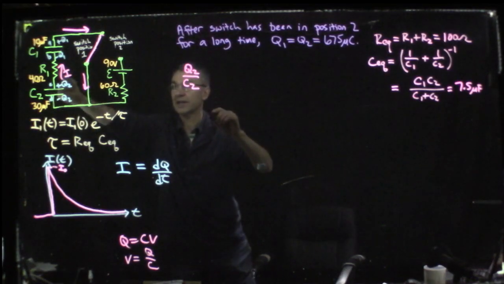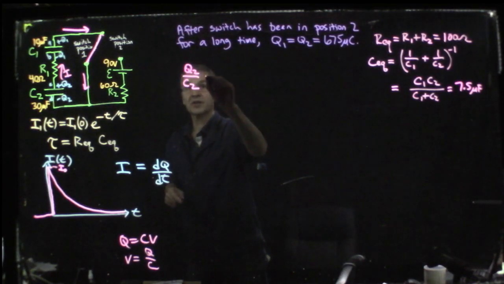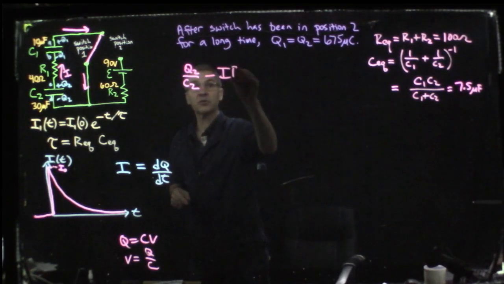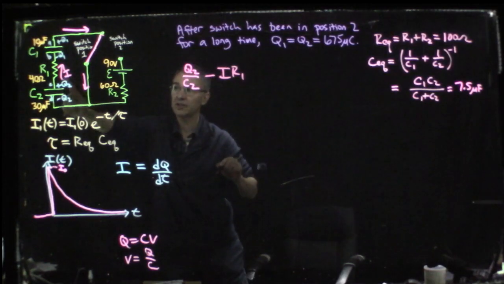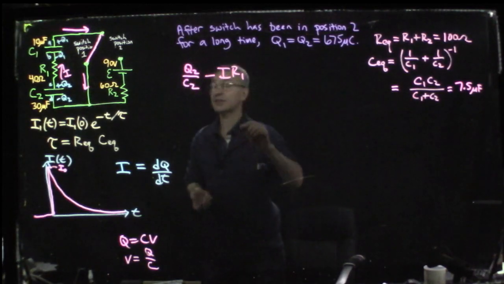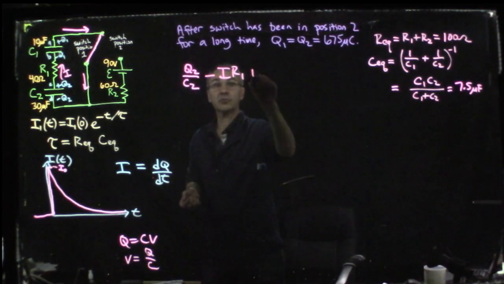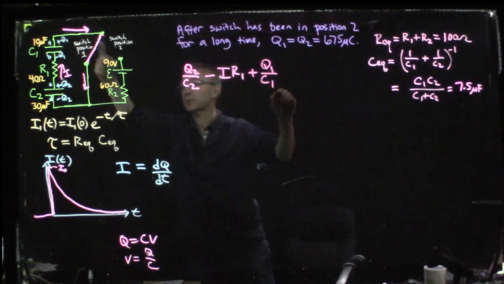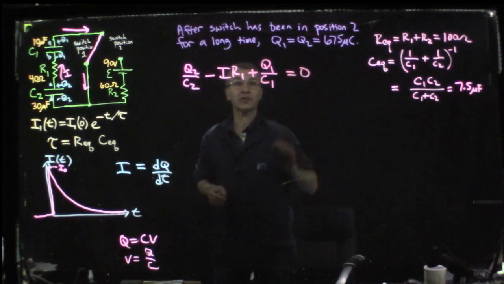And then we're going this way. So then this is minus IR1, because a positive current here is going to reduce Q2. That makes sense. And then a positive current here is also going to reduce Q1, because it's going to make the plus plate less positive and it's going to make this minus plate less negative. So then this is plus Q1 over C1, and then we're back where we started, so that equals 0.